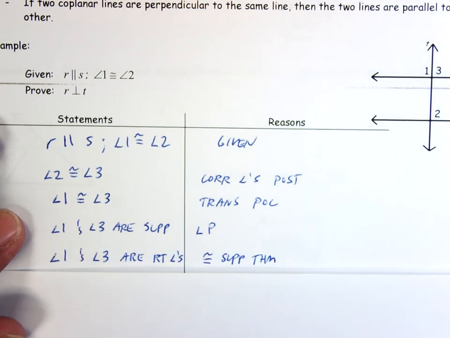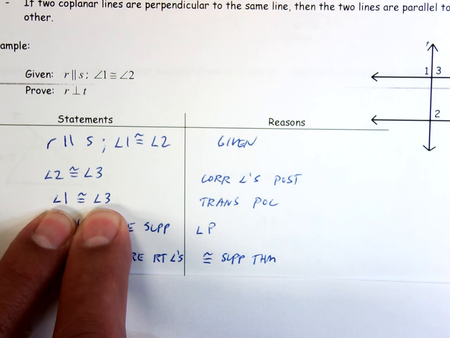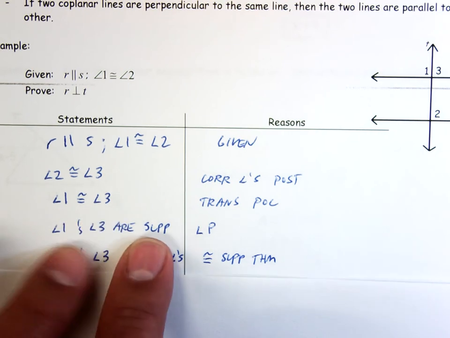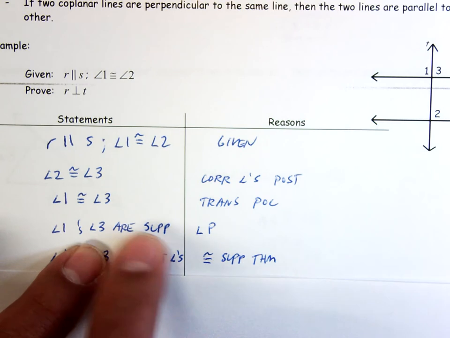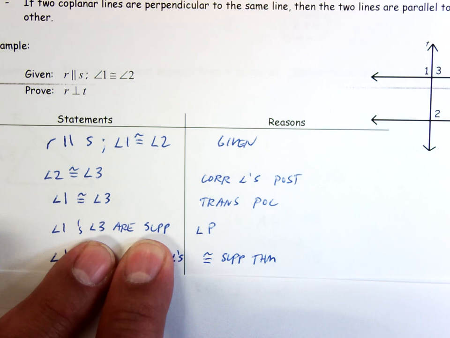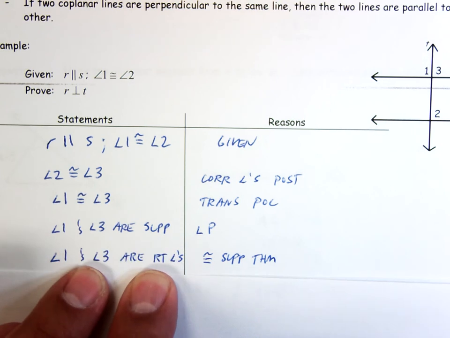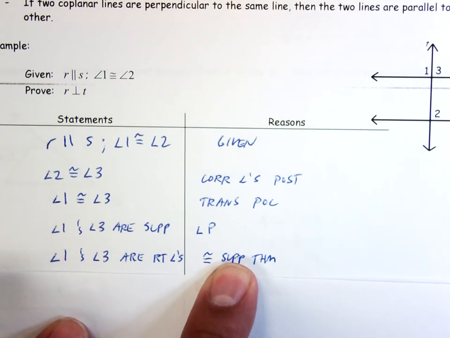Okay? So now this is sort of a new step. Combine these two. If I know that 1 is congruent to 3 and I know that they're supplementary, then what must be true about angles 1 and 3? If they're congruent to each other and they add up to 180, then they both have to be right angles. And the theorem we're going to use here is the congruent supplements theorem. We could talk about that more in class, but it should make sense.